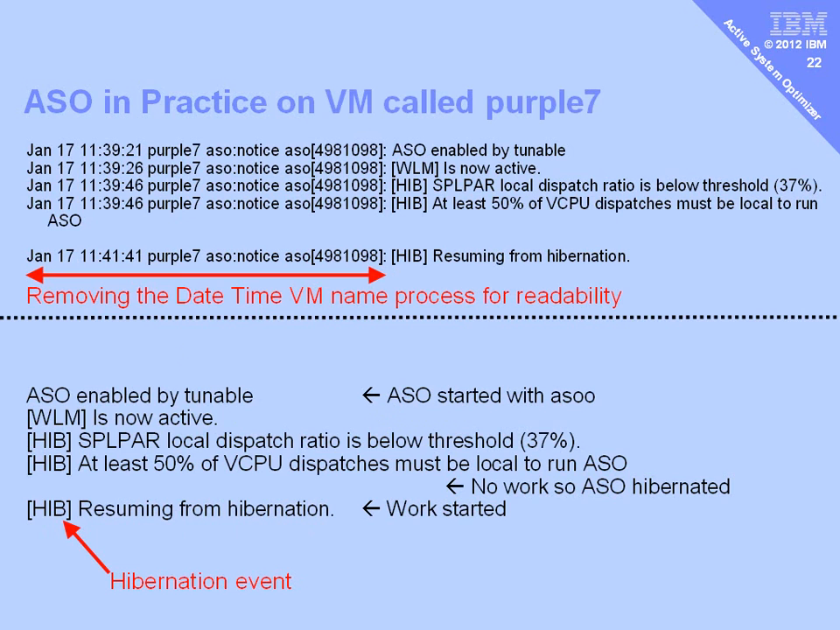So this is what the log file looks like. At the top half we see there's a timestamp and the machine and some bits and pieces that I'll remove for readability for the later logs. But immediately you can see that it's been enabled, it's been switched on, it's now active. It finds that the logical partition is not busy enough to be worth trying to tune, so it'll actually go into hibernation.